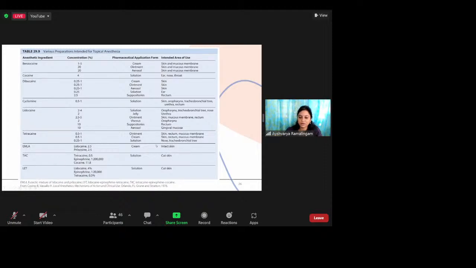It is used on intact skin. It has to be applied under a compression dressing for around 1 hour prior to the procedure. It can be used essentially for IV cannulation in an MI patient where you cannot allow the pain impulse.